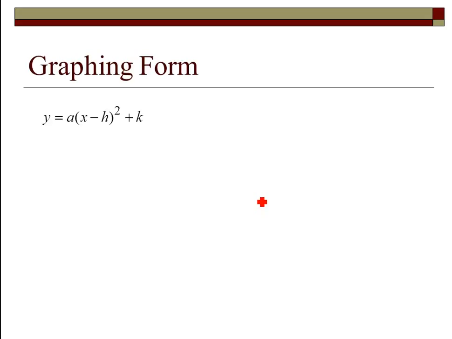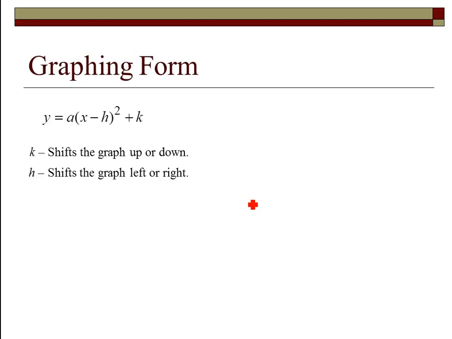Now, through your investigations, you should have discovered that the value of k causes the graph to shift up or down. The value of h shifts the graph either left or right. The reason we use a minus here is because it works opposite. For example, y equals x minus 3 squared would shift the graph to the right 3. If I had x plus 5 squared, it would shift the graph to the left 5. So it works opposite.